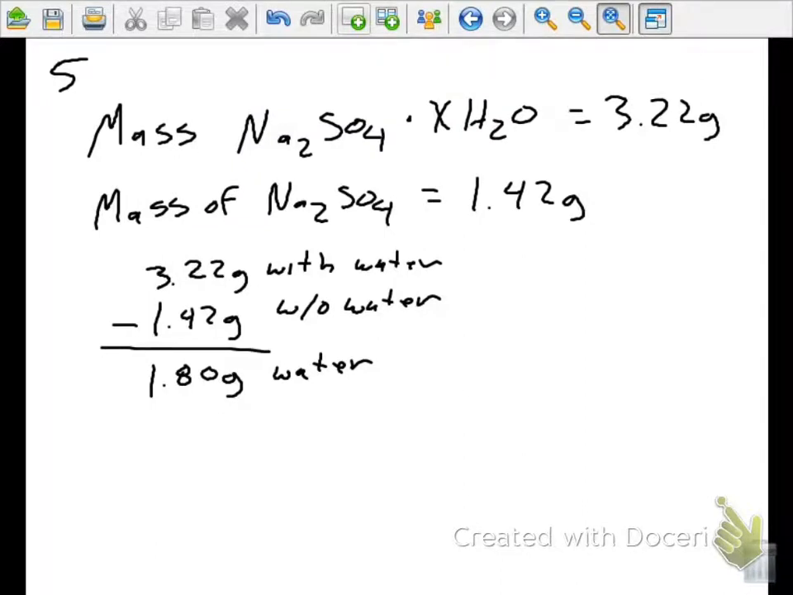Okay, number 5. This is like the lab we did. With that lab, you have 3.22 grams of hydrate. You have 1.42 grams of the residue, what remains after the water is driven off. So what I want to do is subtract the weight of the residue from the hydrate, and that gives me the water, 1.80 grams of water. So then I need to find moles of Na2SO4, which is 1.42 grams, and I need to find the moles of water, and then I'll compare them.